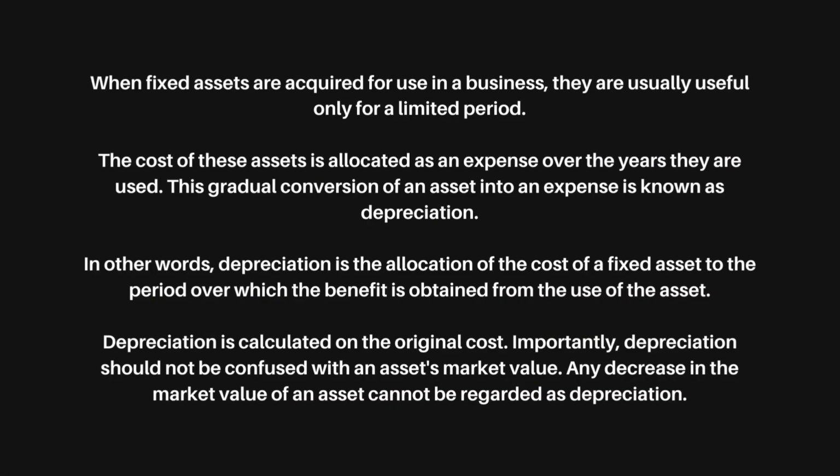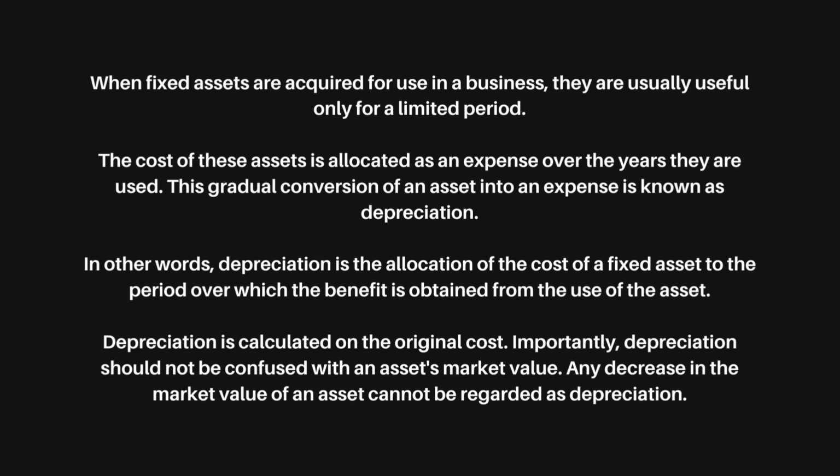Today we're going to tackle the adjusting entry to record depreciation expense. When fixed assets are acquired for use in a business, they are usually useful only for a limited period. The cost of these assets is allocated as an expense over the years they are used. This gradual conversion of an asset into an expense is known as depreciation. In other words, depreciation is the allocation of the cost of a fixed asset to the period over which the benefit is obtained from the use of the asset.